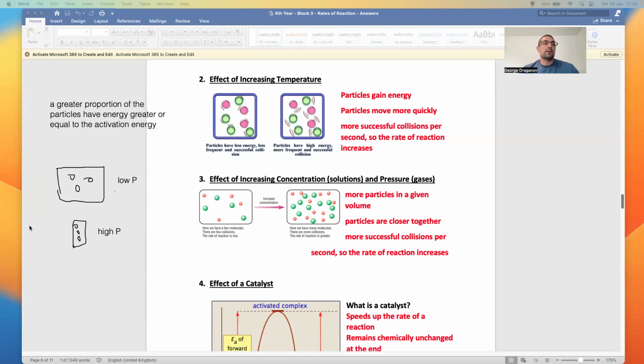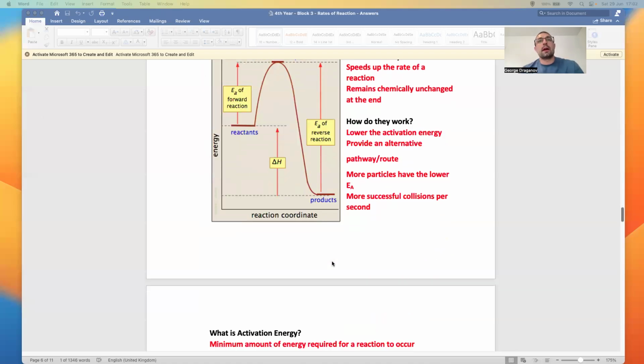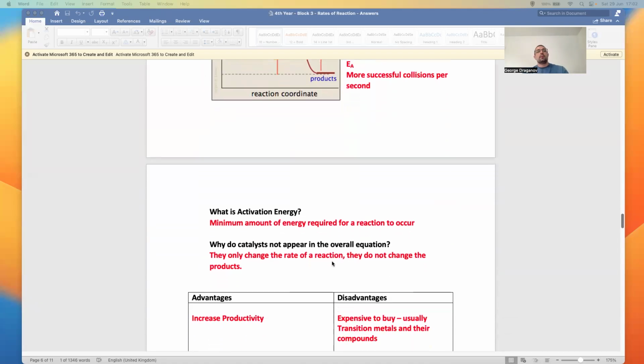Okay, so these will be in the summary notes. And the last one is now catalyst, which we must talk about. Before we start the catalyst, I'm just going to say one more time, activation energy is the minimum energy that the particles need to collide with in order to result in a reaction.